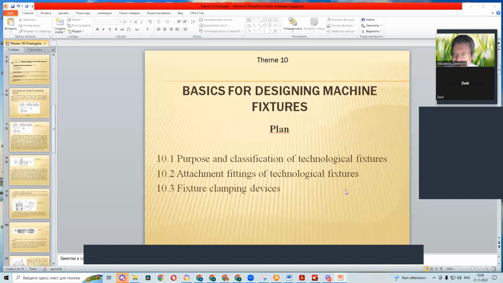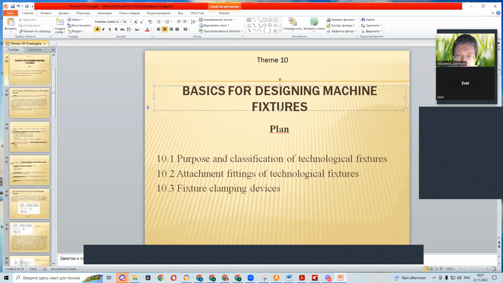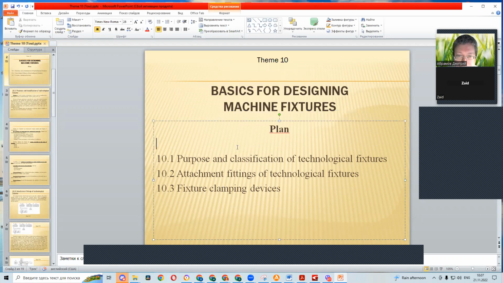We start our lesson. Today is theme 10. Please write down to your notes the theme of our lecture: basics for designing machine fixtures. Basics for designing machine fixtures. And a plan of our lecture.